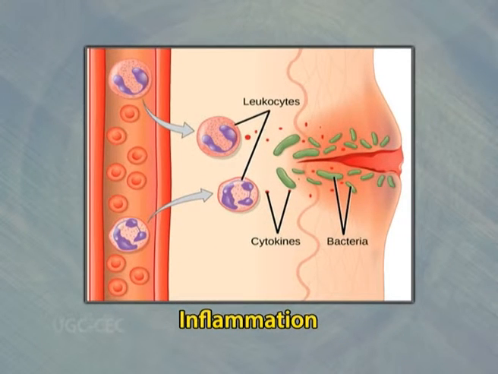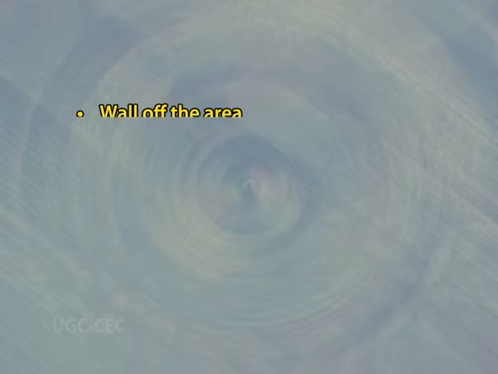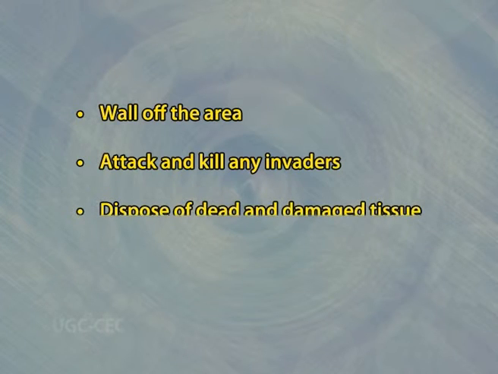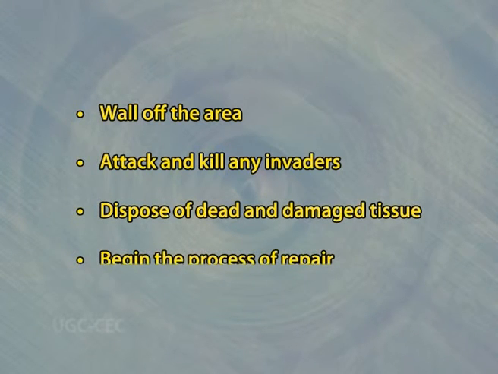Now, inflammation. An injury, including an invasion by the microorganisms, causes inflammation in the affected area. Inflammation, a complex reaction, results from many different conditions. The damaged tissue releases substances that cause inflammation and that direct the immune system to do the following: wall off the area, attack and kill any invaders, dispose of dead and damaged tissue, begin the process of repair.